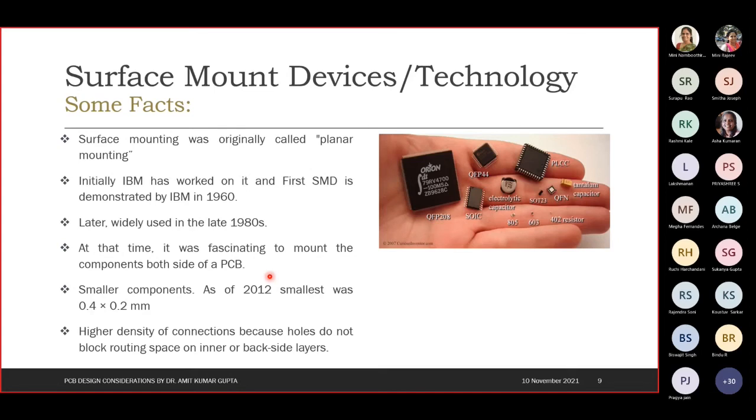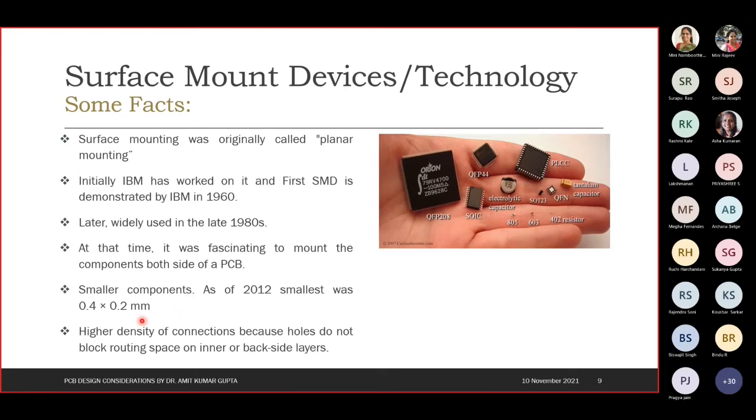If we have through hole, then we will have a drill, then we will have leads of the component which is placed on the top layer. So we cannot place anything on the bottom layer also. But in surface mount technology, we can place devices on both the layers, top layer and bottom layer. So that was really useful. It becomes very useful.